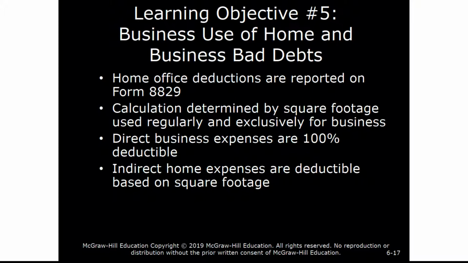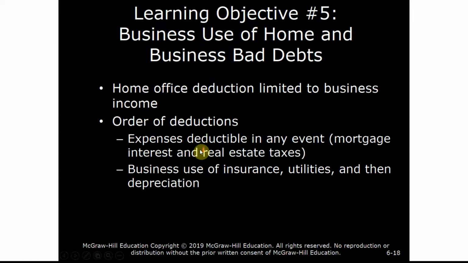Indirect costs, such as insurance on the building and property taxes we mentioned before, are deductible and based on the square footage. So if the office that you're running your business out of in your home occupies 20% of the square footage of the home, then 20% of these indirect costs or expenses would be deductible on Schedule C. And we would report them on 8829 before transferring them to C.